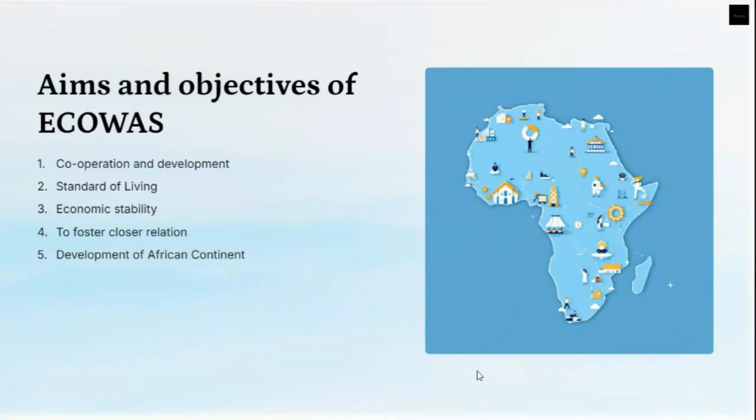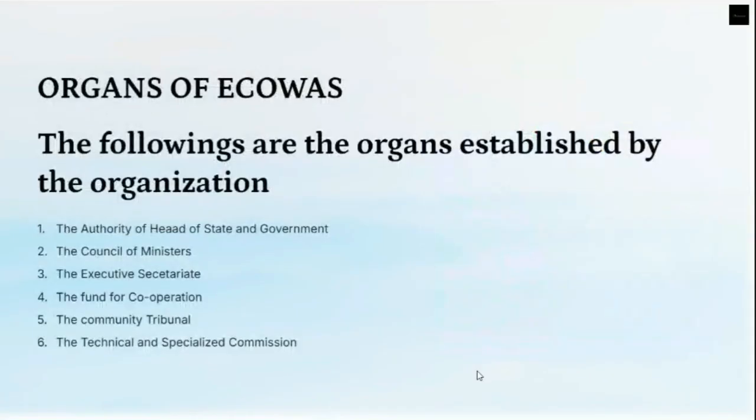So these are the aims and objectives of ECOWAS: cooperation, promote standard of living, economic stability, close relationship, development of what? The African continent. Most times we compare ourselves to the US, we say they are more developed, they are this, they are that, and this is what Africans, when they come together, said: okay, let's form this and make our own Africa look different and more developed. So these are the aims.